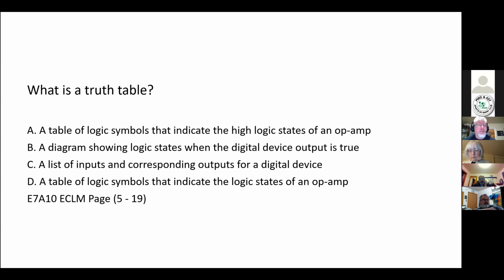Okay, what is a truth table? A, a table of logic symbols that indicate the high logic states of an op-amp. B, a diagram showing logic states when a digital device output is true. C, a list of inputs and corresponding outputs for a digital device. Or D, a table of logic symbols that indicate the logic states of an op-amp. E. Charlie. Charlie is correct. A list of inputs and corresponding outputs.